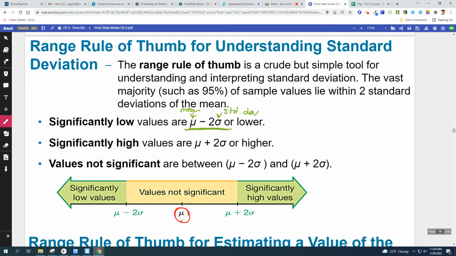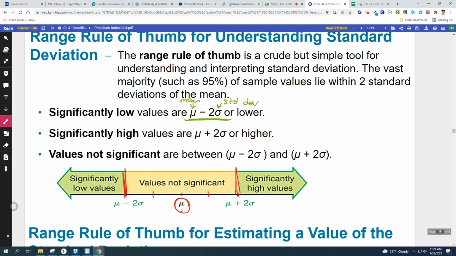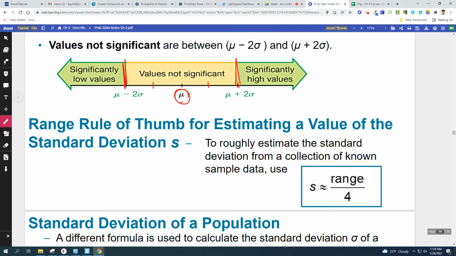Think about it like a number line. If you go 1 standard deviation and then 2 standard deviations, you've got a bigger number right here. So they're calling anything above that significantly high. And if you subtract a standard deviation or 2, once you get to 2, anything to the left of that on a number line would be considered significantly low. Anything in between, they're calling not significant.